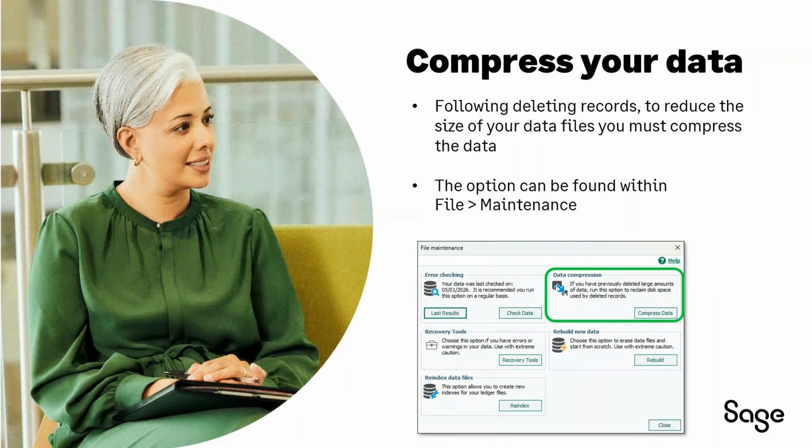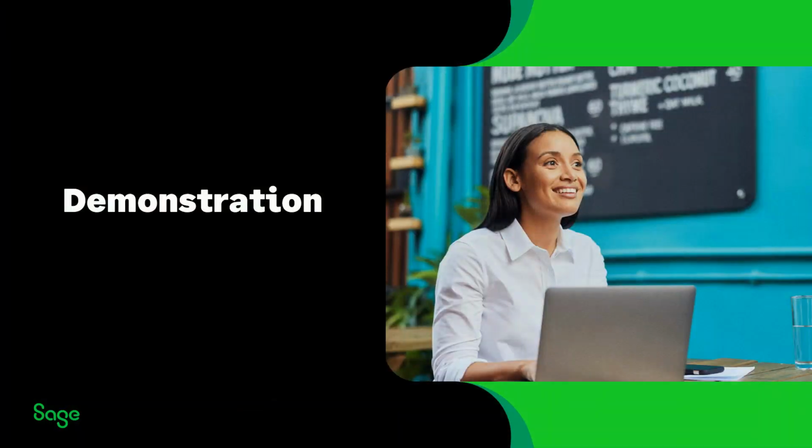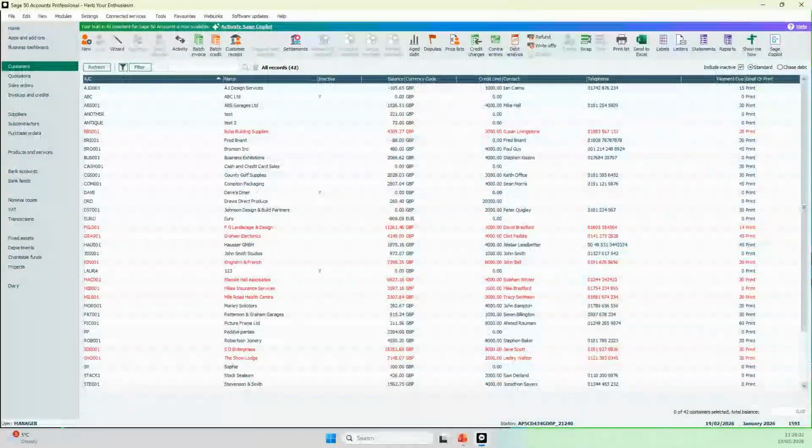If you delete a record from your customer list, the size of your data file does not reduce until the sales ledger is compressed there. Always ensure that you've got an error-free backup prior to running this routine, but essentially it's just tidying up the data in the background. So I want to pop back in. I just want to show you how to do that as well. We'll just open that up there.